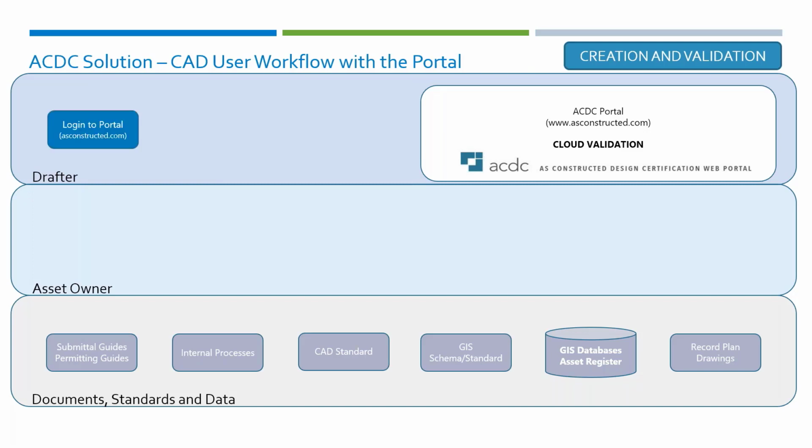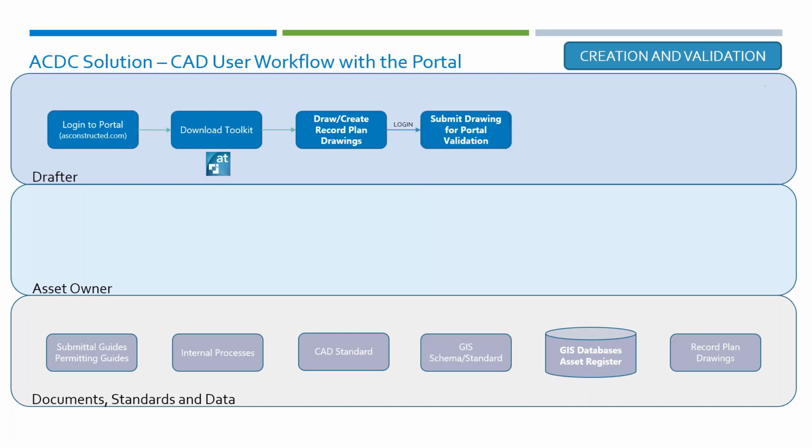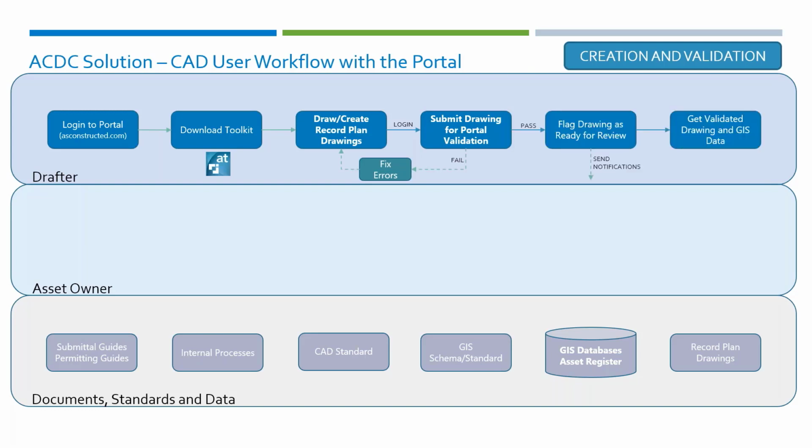With the ACDC solution, you're going to log into the portal, download the toolkit, and then you can go and draw stuff and submit it when done in the portal. That's standalone. You don't need anything to do that except for that login. It either passes or fails, and at that point, if you're portal only, you will get output a drawing file and/or GIS data, which you can import straight into your GIS database.